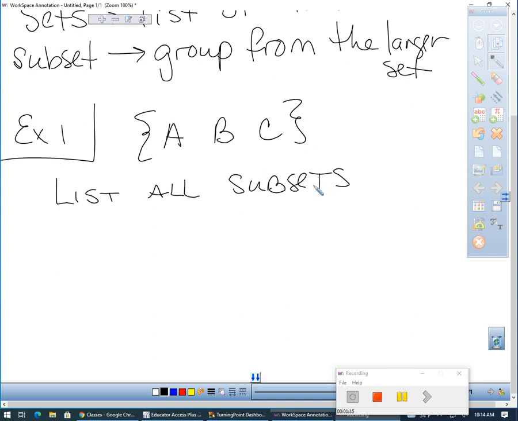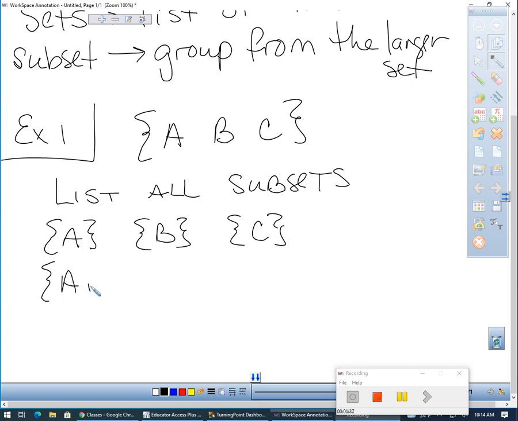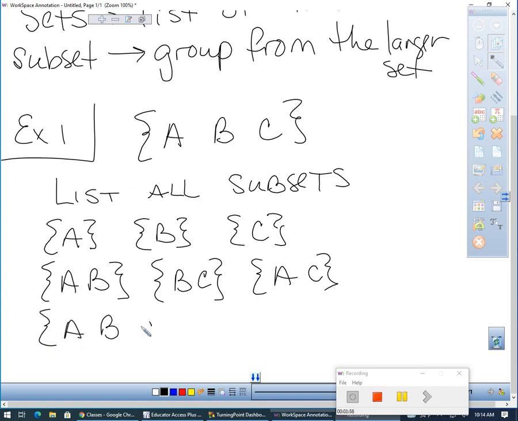So, for example, one subset could just be the letter A. Could just be the letter B. Could be C. So I've done each individual one. I can also have A and B together in a subset. So if I have A and B, what else could I probably have? B and C. And how about A and C? Okay? So I've done individuals. I've done combinations of two. You can also do all of them, A, B, and C, and we can do none of them.